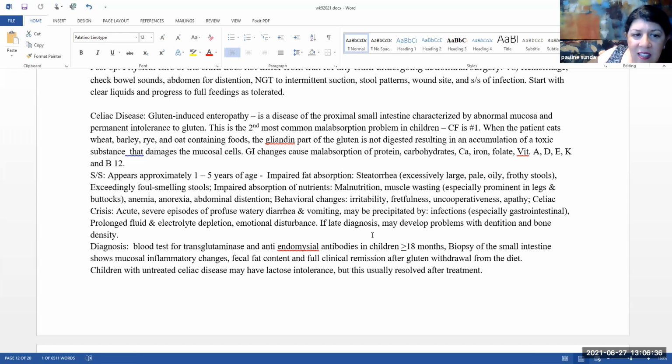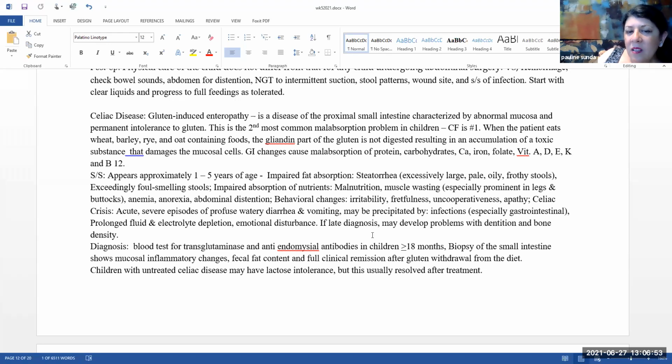So initially, the signs and symptoms typically appear between 1 and 5 years of age. They have impaired fat absorption. So the stools are steatorrheic. They are excessively large, pale, oily, and frothy. They are very foul smelling.